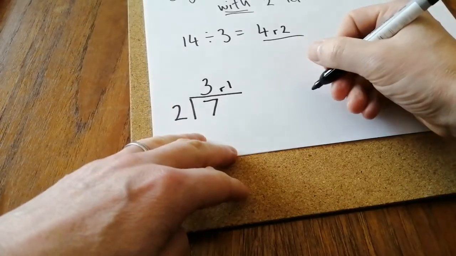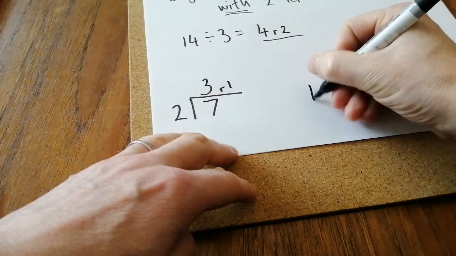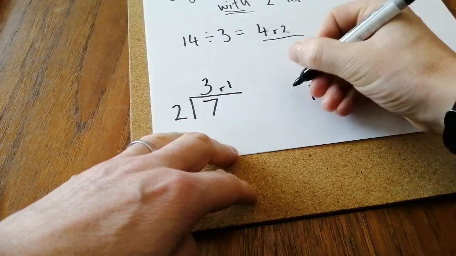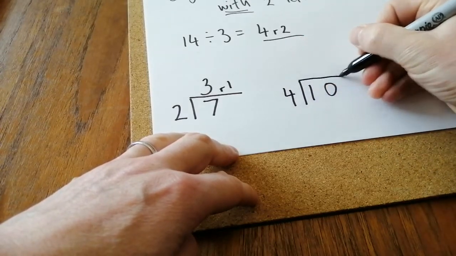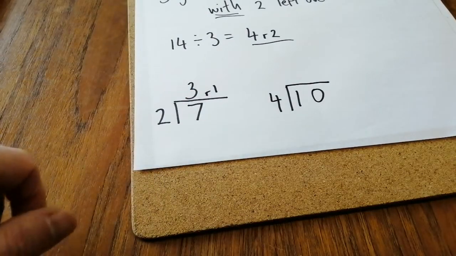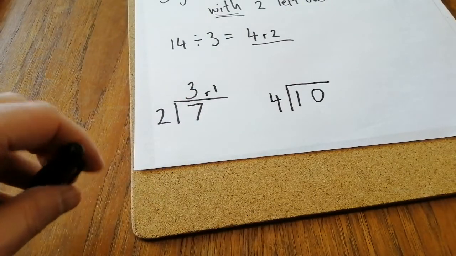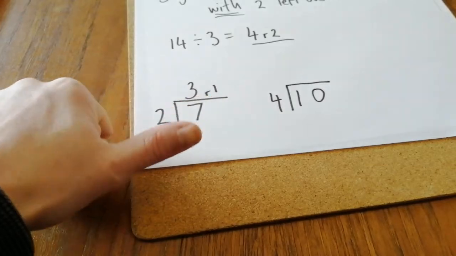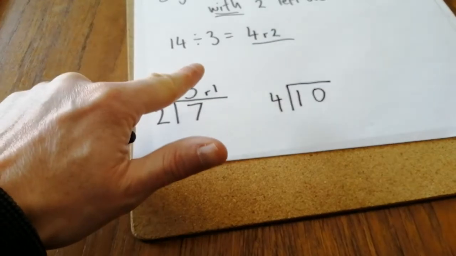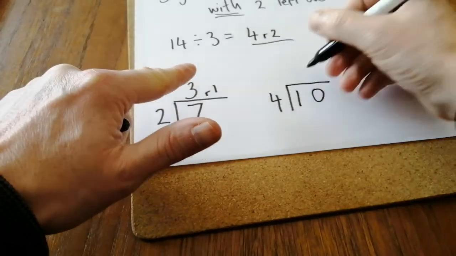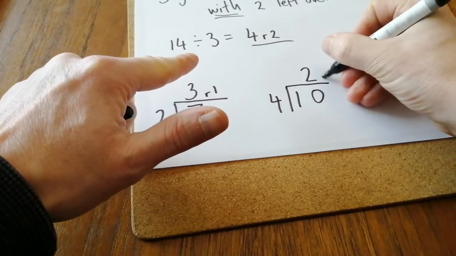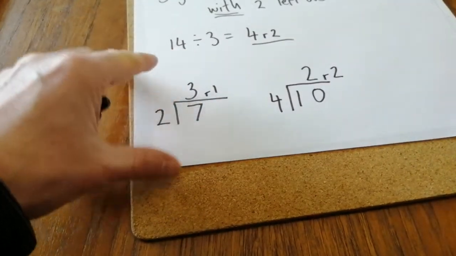Let's try 10 divided by 4. Let's do the repeated subtraction. 10 take away 4 is 6, that's 1 time. 6 take away 4 is 2, that's 2 times. But we're left with 2, we can't take 4 away from the 2, so it's 2 times, and what have we got left? We've got 2 left over.